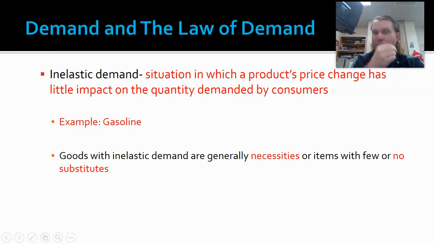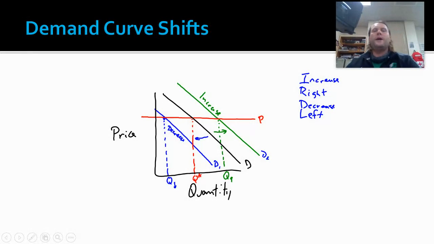Inelastic demand is the opposite. That's a necessity. The best example is gasoline. You could probably throw in electricity or gas as utilities for your home. You could do school books, right? Whatever you have to pay for, whatever necessity you have, that is going to be an example of inelastic demand.